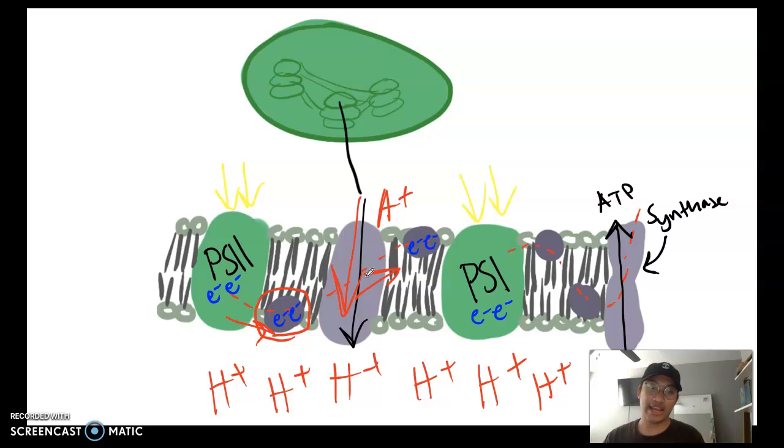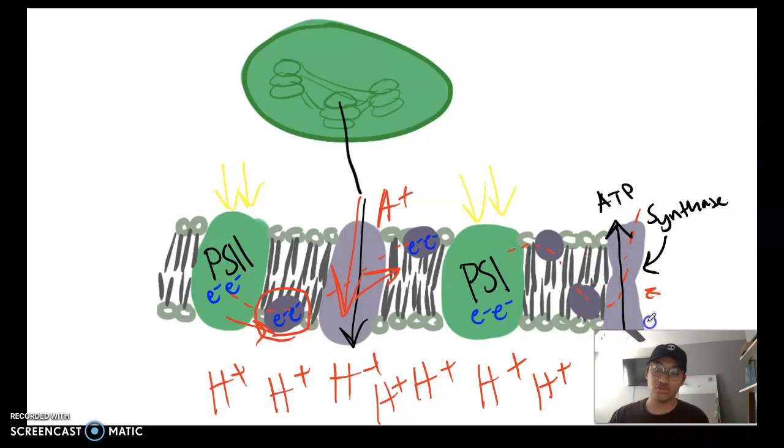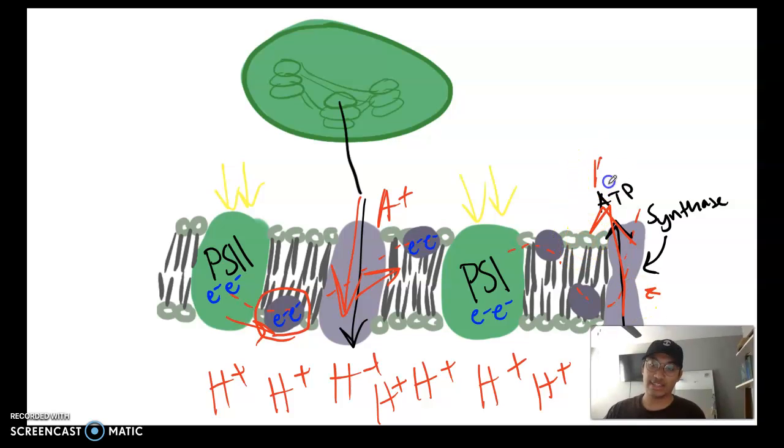Remember, we learned about gradients in class. You move from high gradient to low gradient, not low gradient to high gradient. This creates a low gradient in the stroma, and in return a high gradient in the lumen. And this creates potential energy. This burst of hydrogen creates potential energy which this structure right here, our ATP synthase, will use to transfer hydrogen ions out. It comes in and it goes right back out.